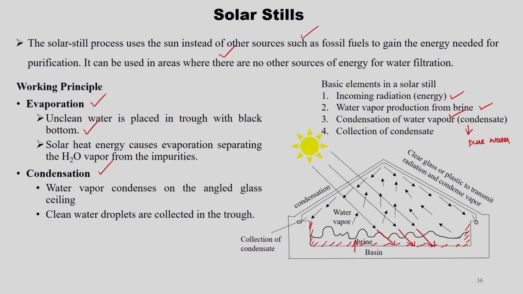Once it absorbs the solar radiation, the water starts evaporating and hits the glass dome, the clear glass or plastic that transmits radiation and condenses the vapor. When it hits the glass cover, it gets condensed due to the outside environment and the condensate is collected here. Water vapor condenses on the angled glass ceiling, and the clean water droplets are collected in the collection trough.